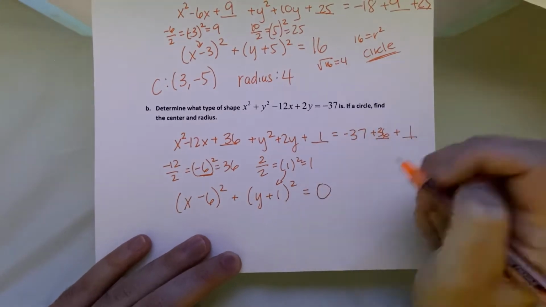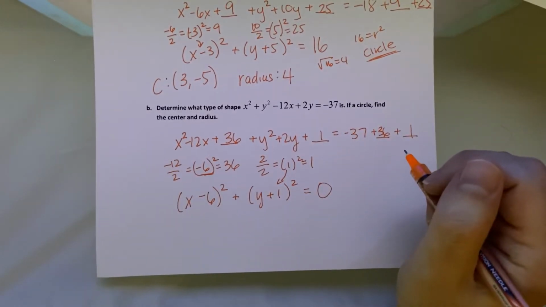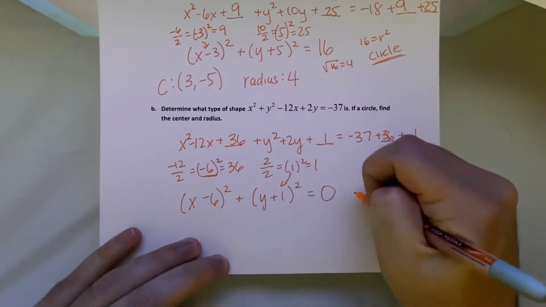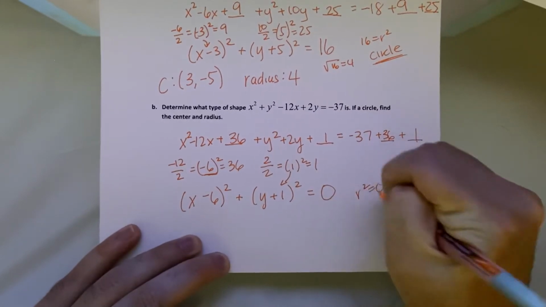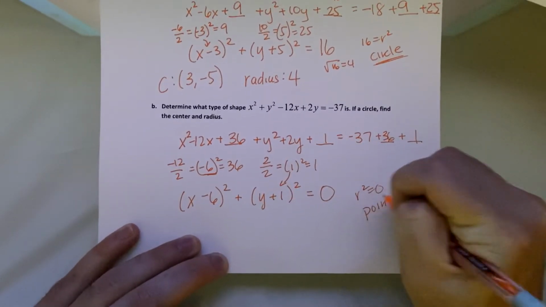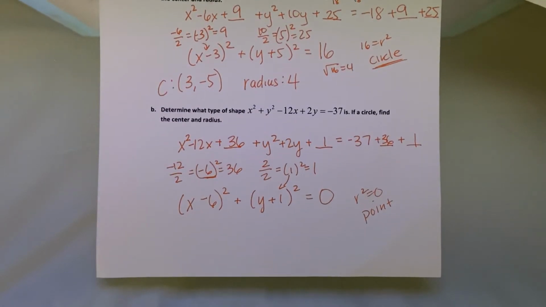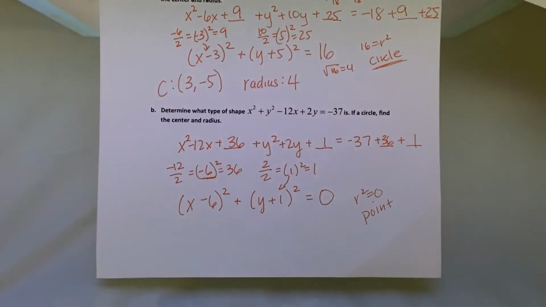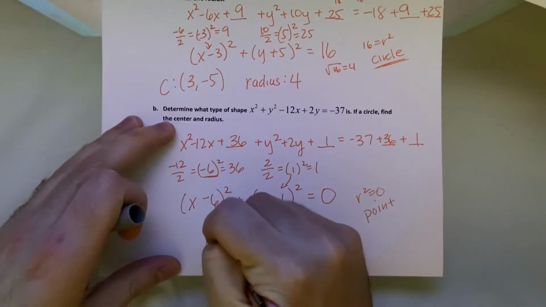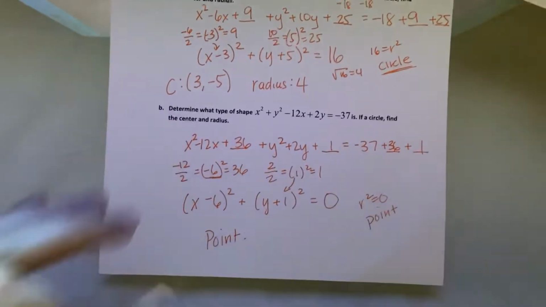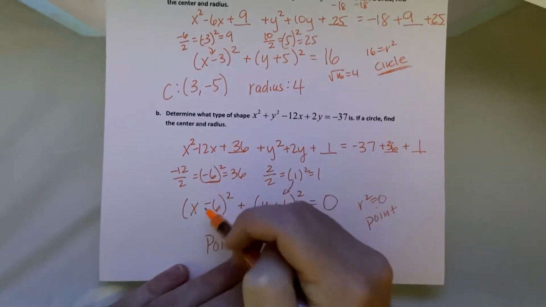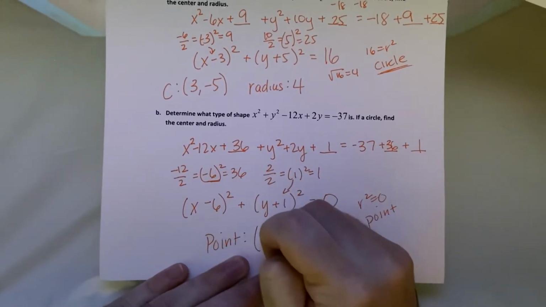It's actually 0. So what shape do we have here? We have our r squared equals 0, which is a point. It's a circle with radius 0, so it doesn't go out from the center at all. So the only thing that remains is the center. What does that mean? That means we just have a point, and that point is exactly where the center of the circle would be.